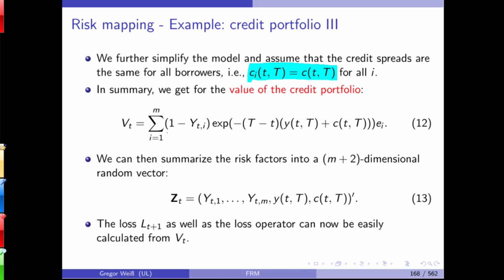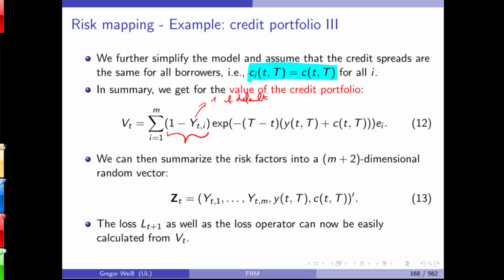Now, can someone explain to me this? What is this? Yeah? The value of the credit portfolio is 0 if the person is defaulted before. Yeah. And it's 0 if the YTI is 1, as we saw 2 slides. Yeah. Y is 1 if the borrower has defaulted. Then we have 1 minus 1, so 0 times the discount factor, so the value of that particular loan is 0. We sum it all up and we get the value of the whole portfolio.